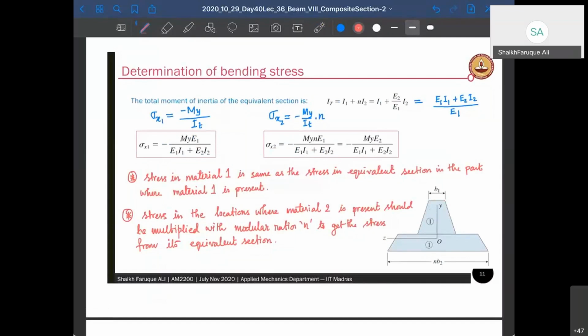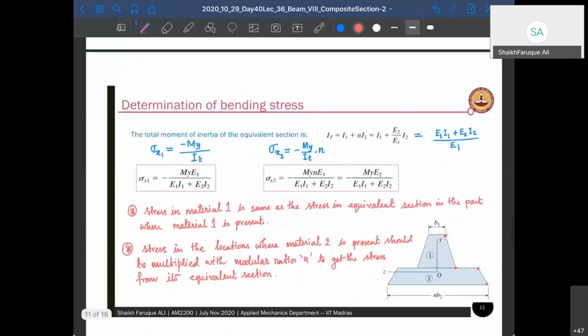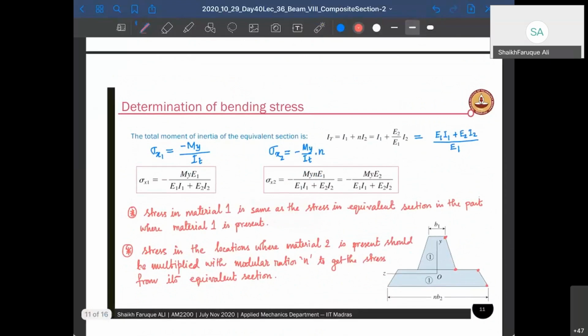Now, how do you find sigma at various cross sections? We know that for the equivalent cross section, we can definitely find it using the relation that we just developed here, sigma equal to My by IT. But how do you go back to your original cross section with original materials and find the stresses? The material 1 was my earlier material. It was the same material even in the equivalent cross section, and therefore for material 1, the stresses will not change. It will remain as you find it in the equivalent cross section.